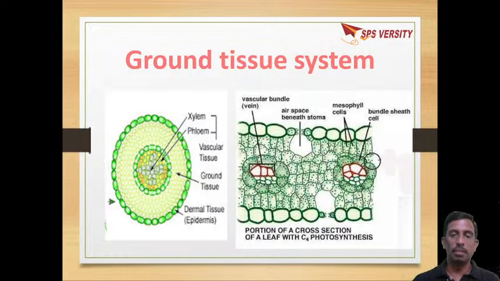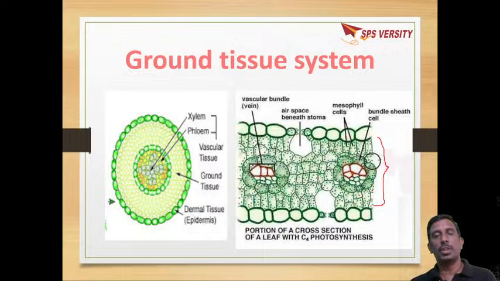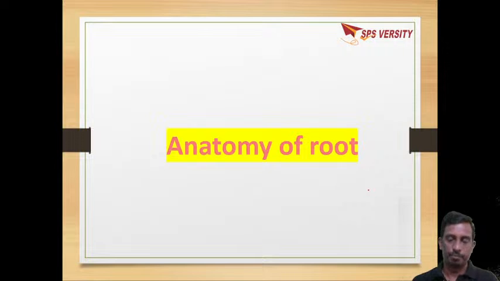So this is leaf, a transverse section of leaf. This is upper epidermis, this is lower epidermis. इसके बीच में रहने वाले को क्या बोलते हैं कि mesophyll है, पूरा mesophyll है. Mesophyll में vascular bundles रहते. So अभी तक हमने पढ़ा है ground tissue system के बारे में.